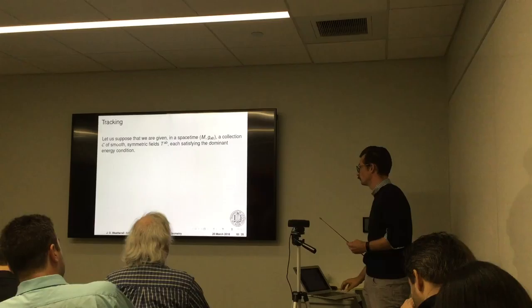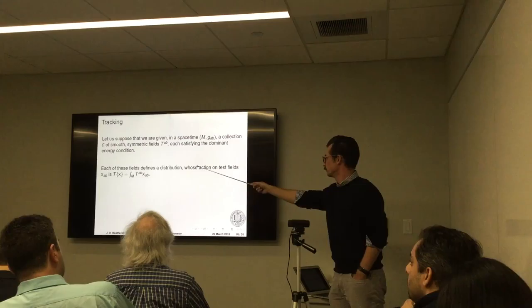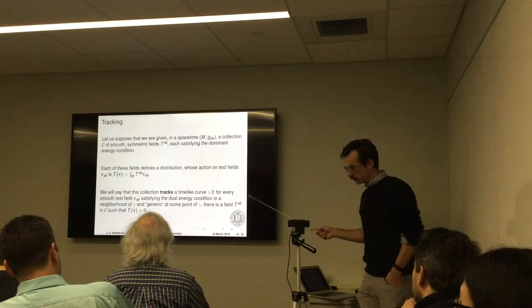Each of these fields defines a distribution. Okay, so this is a standard thing. You give me any smooth test function, I can define the action of the smooth field on that test function simply by integrating. Test functions have compact support, so this integral is always finite. Everything is nice. We'll say that this collection of smooth fields tracks a time-like curve.